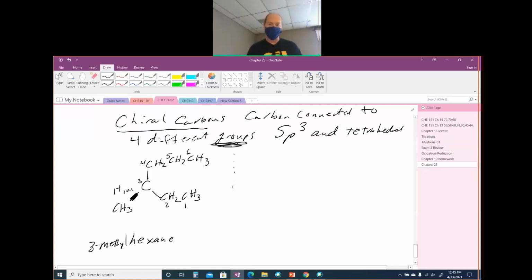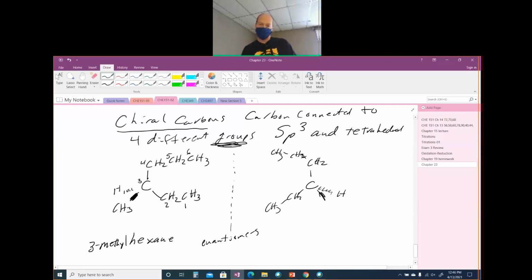All right, and just like you will have a cis and trans, for this you will have a mirror image. Cis and trans is not a mirror image; it is a different type of stereoisomer. It is a geometric isomer. These are called enantiomers. When you take the mirror image of this, what you see in the mirror is this. And so again, you have 3-methyl hexane.